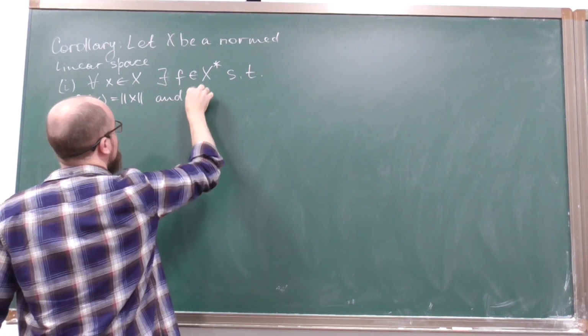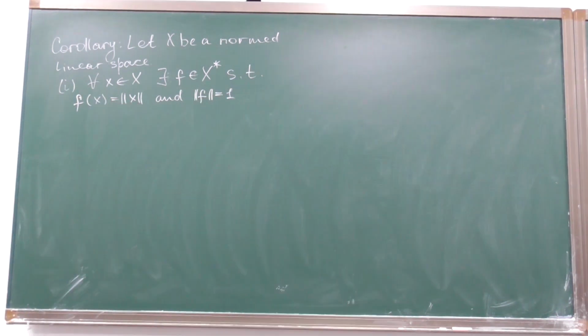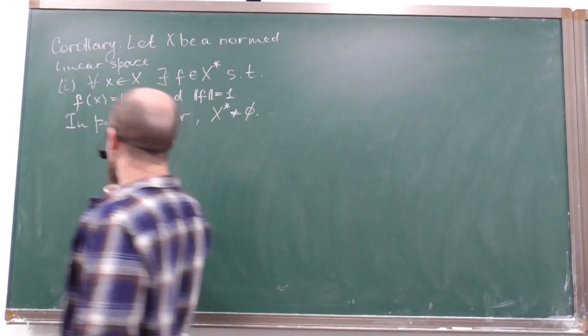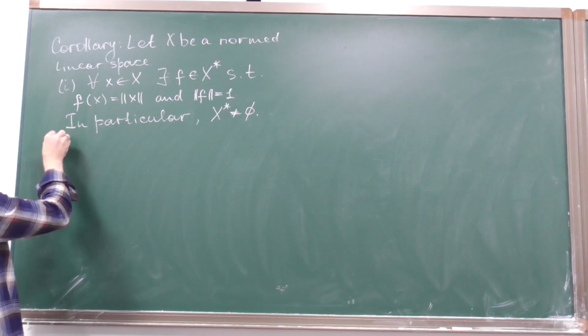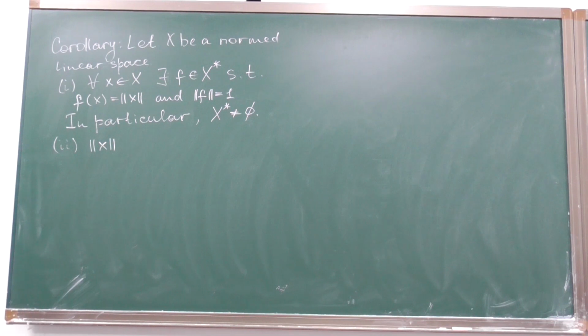The norm of f equals 1. In particular, this result implies that for any normed linear space, the dual space of all bounded linear functionals on that space is not empty. The second assertion gives us a formula to compute the norm of an element.